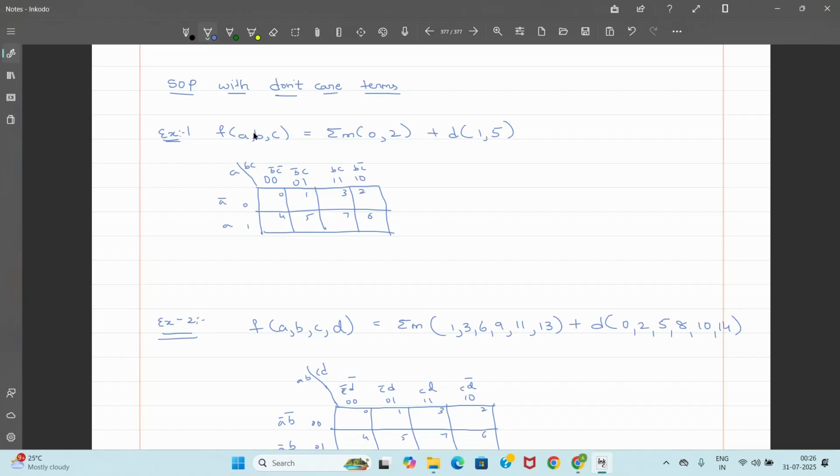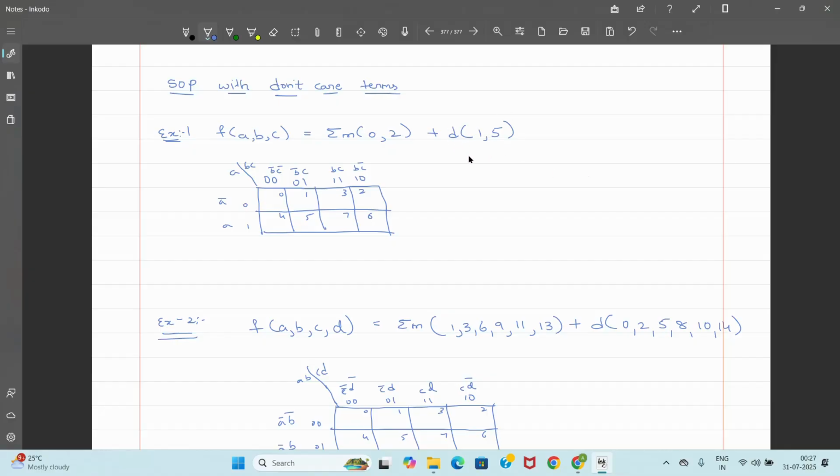Hello everyone. In this video, we'll be solving SOP equations, simplification of SOP or sum of product equations with don't care terms. Okay. In the last video, we have seen how to solve 3 and 4 variable K-map to simplify the SOP equations. Now the same thing we're going to do, but with slight addition to this question. That is, you have an additional term here, something called D.